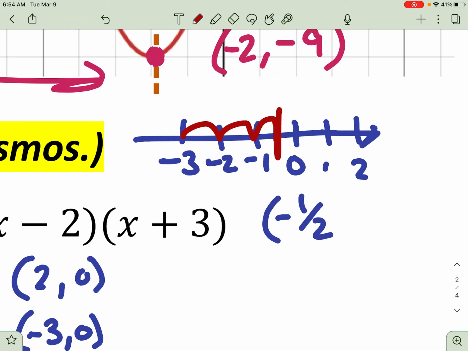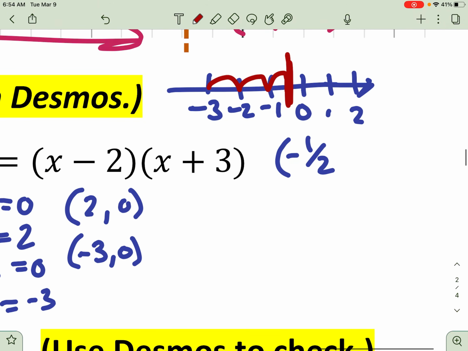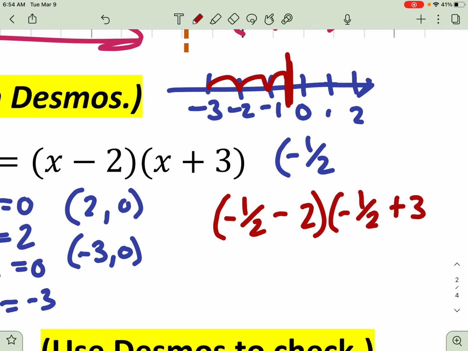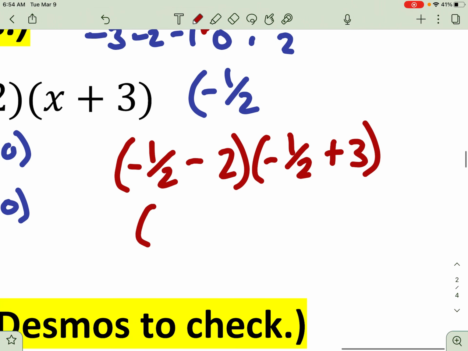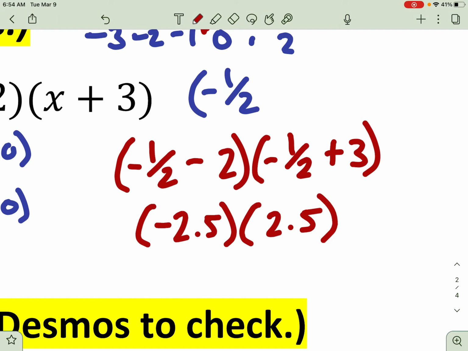1, 2 and a half puts us right there at that negative 1/2 mark. Okay, so let's go ahead and plug that in. So negative 1/2 minus 2, negative 1/2 plus 3. Okay, that gives me negative 2.5. This one gives me positive 2.5. Okay, and then use your calculator, and that'll give you your y value.